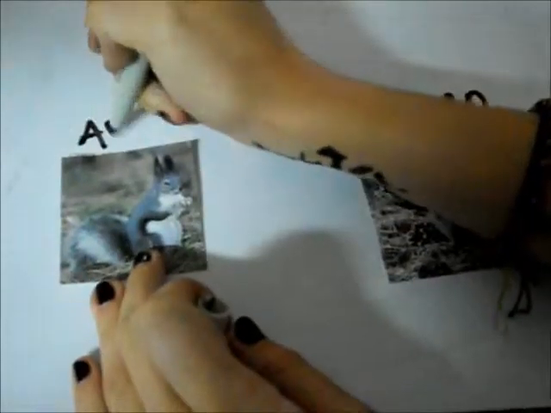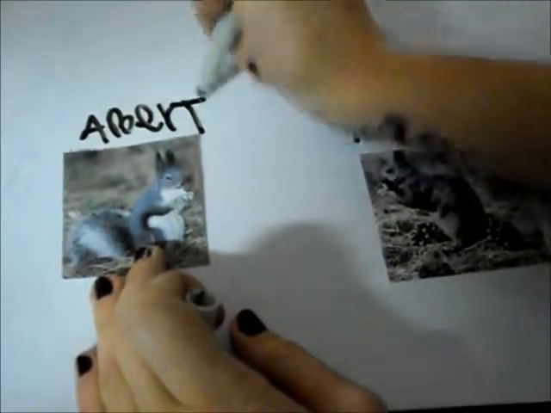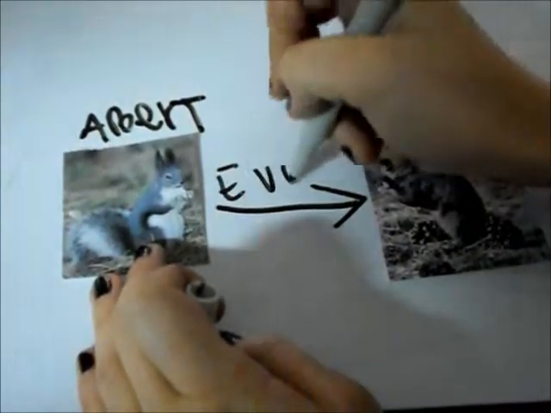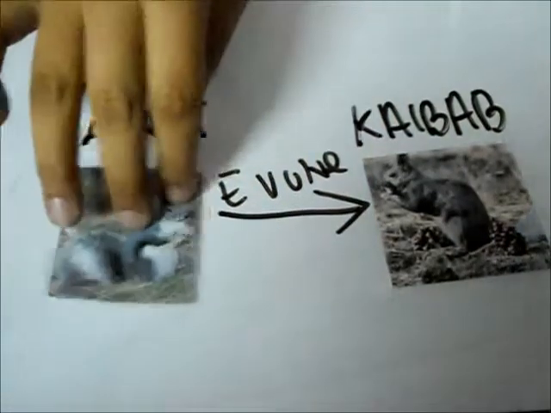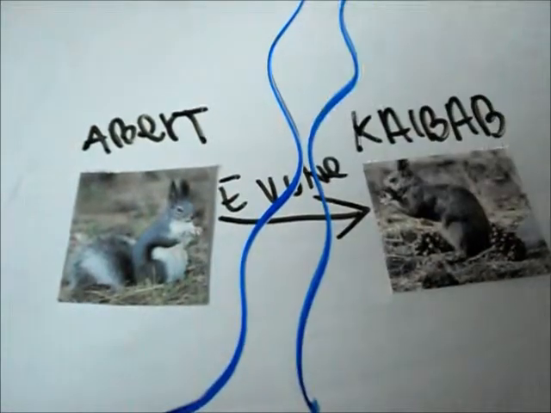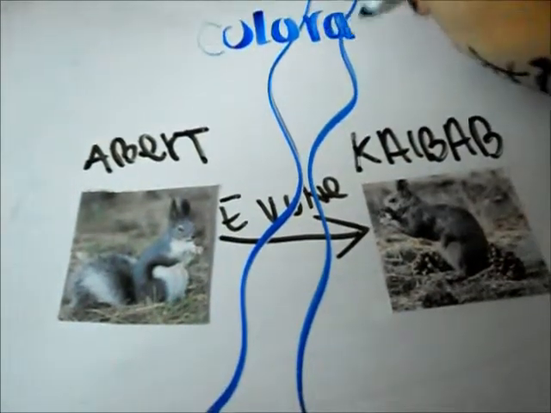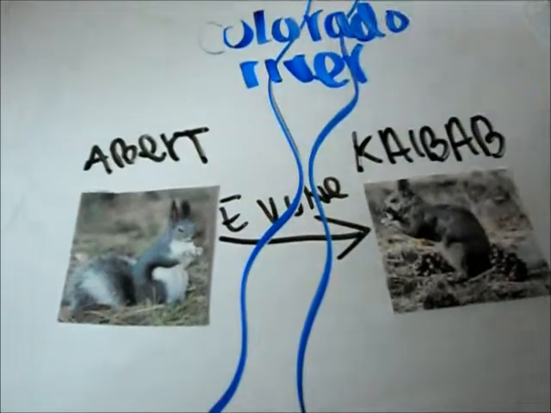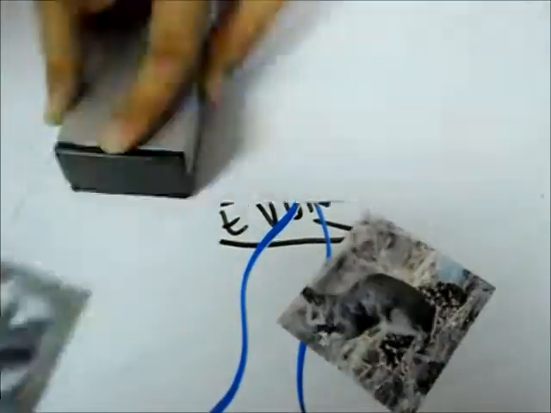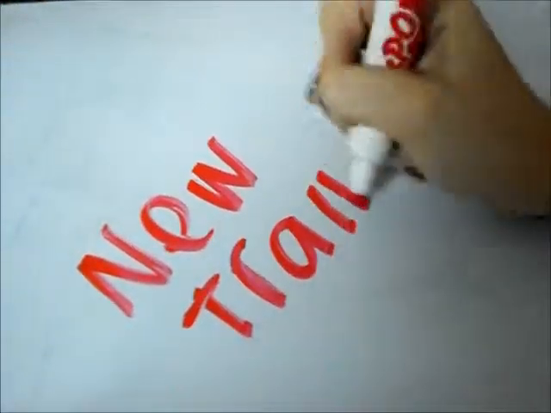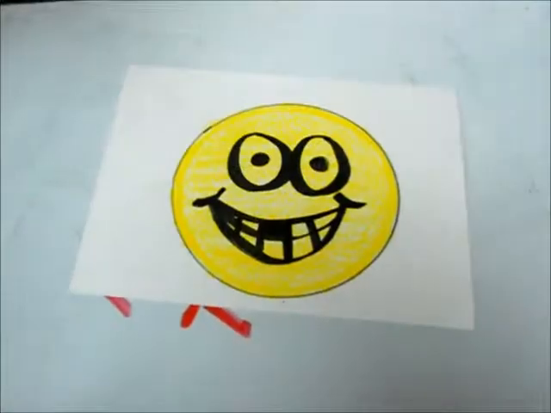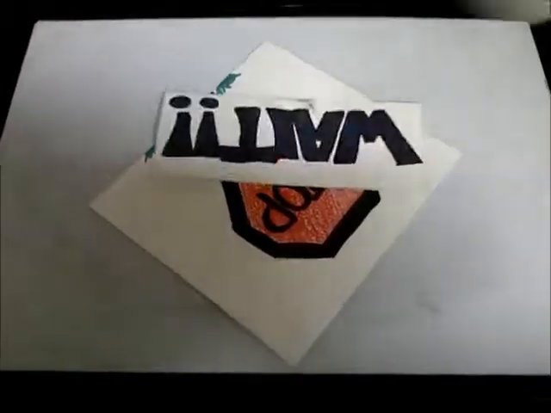For example, the Kaibab squirrels evolved from the Abert squirrels. The Kaibab squirrels were isolated from their main populations by the Colorado River, so they adapted to the new environment and developed new traits. All right, this is the end of this marvelous presentation.